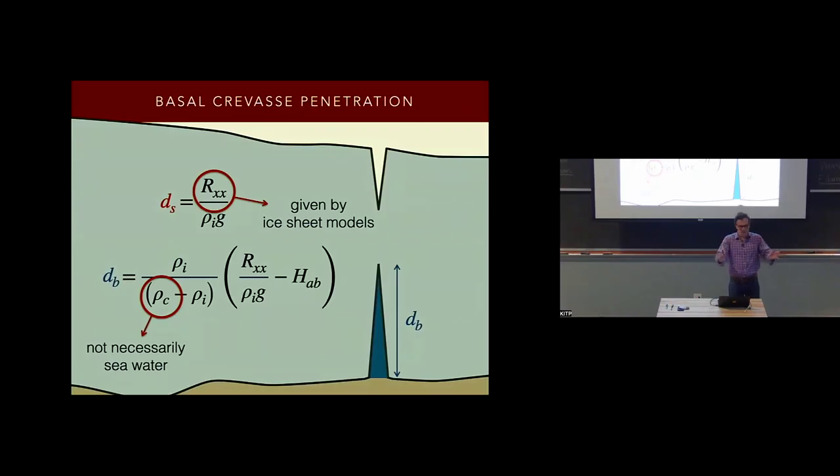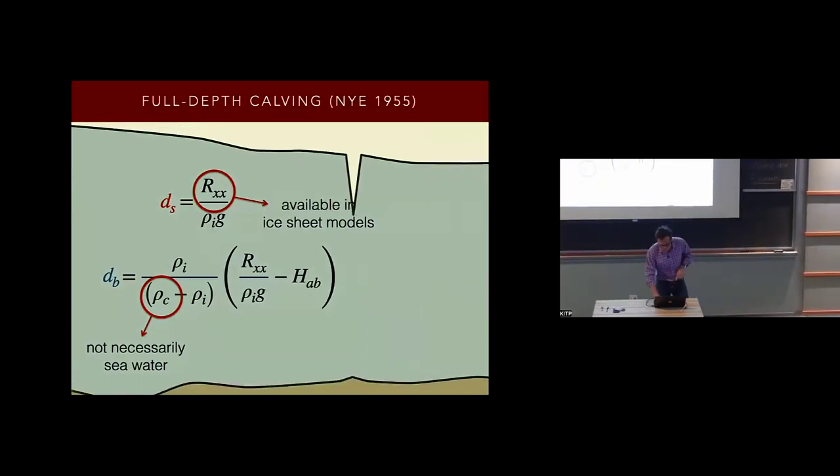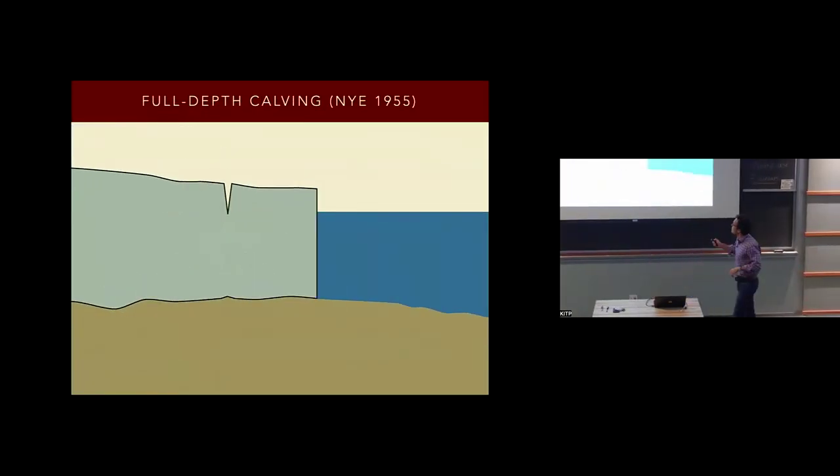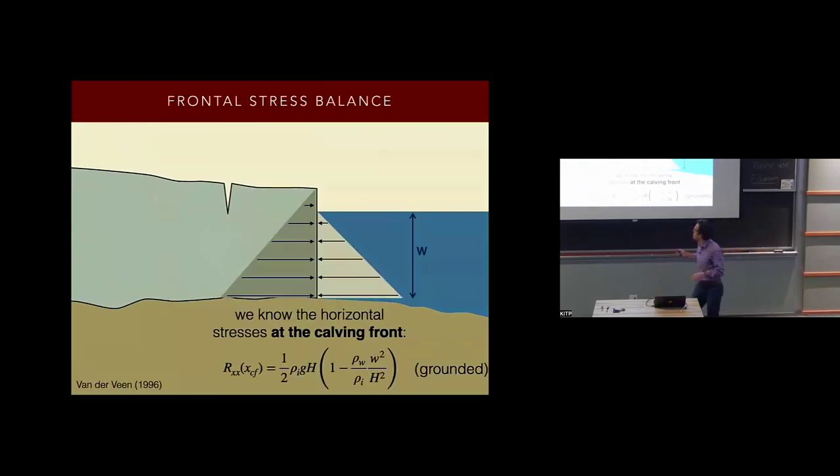I don't have an ice sheet model because all I do is idealized. But we can make some progress by making the approximation that we're right at the front here, because we can calculate Rxx analytically at the front. It's just the difference between the ice pressure and the water pressure. So it's given by this. So I'm going to look at the whole question in this framework.